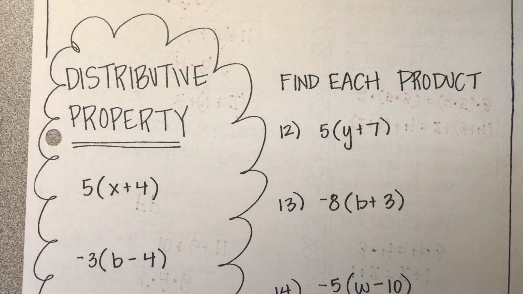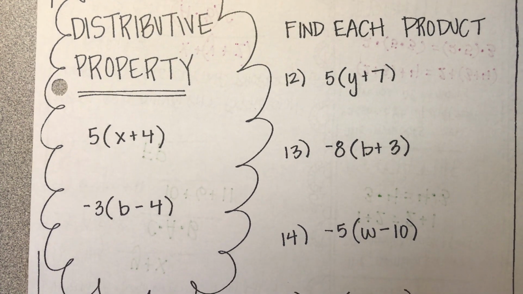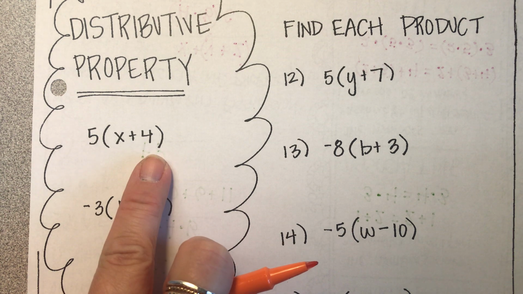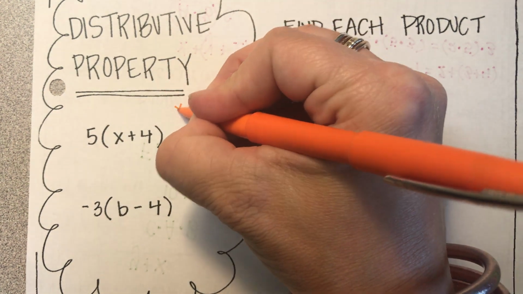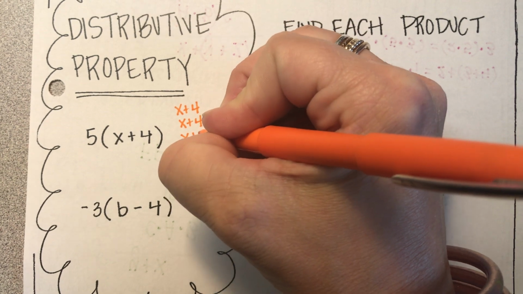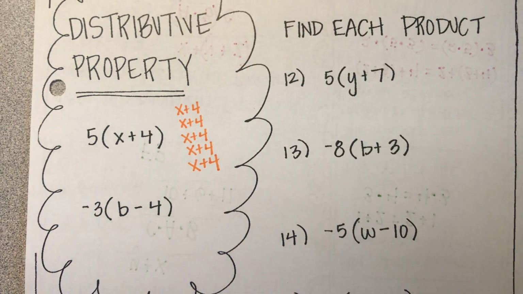And then the last property that we're going to talk about is the distributive property. The distributive property is where you have a number outside a quantity being multiplied to the entire quantity inside the parentheses. So for example, I have 5 times (x plus 4). I'm going to write it out kind of long ways. It's like saying, here's an x plus 4, an x plus 4, an x plus 4, an x plus 4, and another x plus 4.